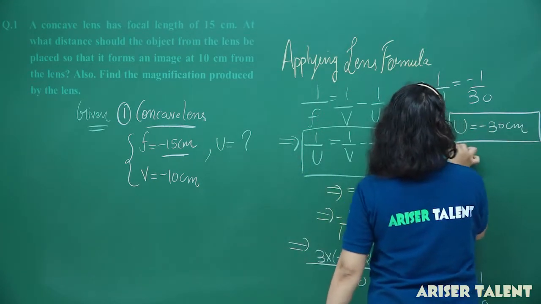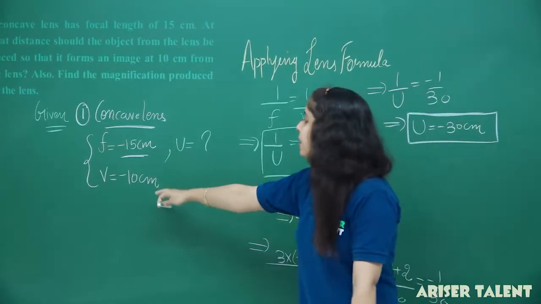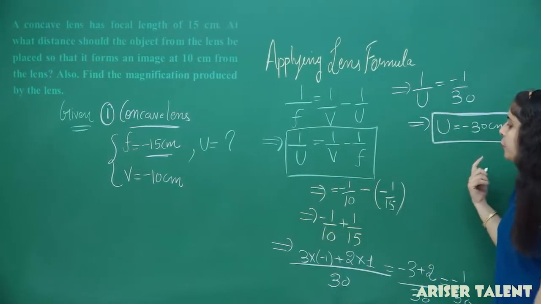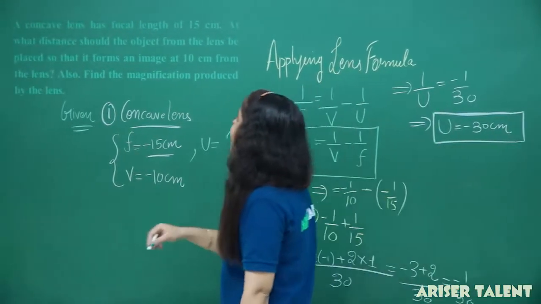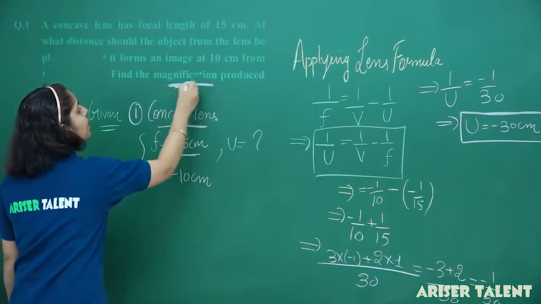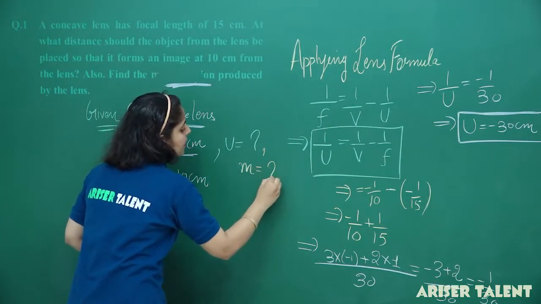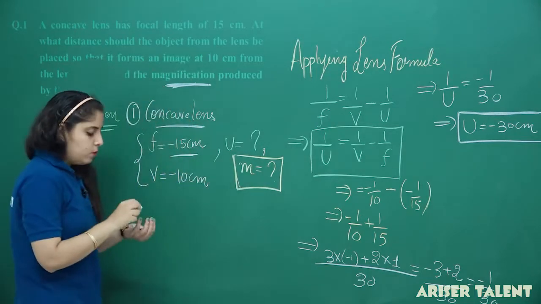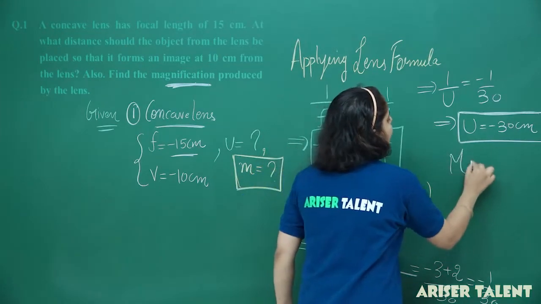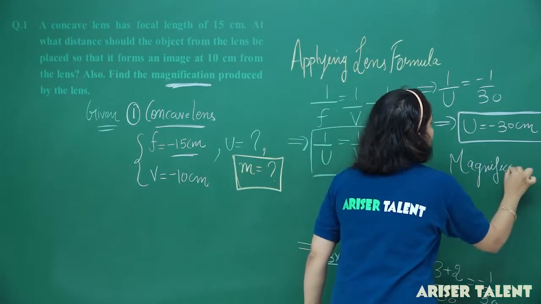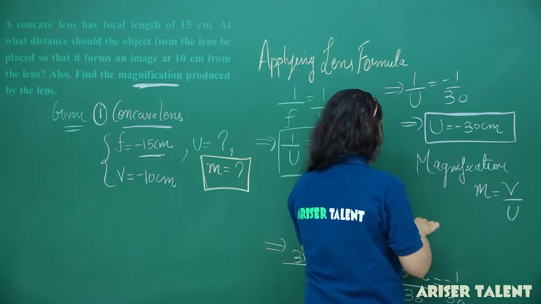So, where is the object to be placed? Object is to be placed at 30 centimeter to get an image at 10 centimeter. So, you can find out the value of u by simply using the lens formula. Now, you have to determine the magnification produced by the lens. So, in this question, one thing you have to determine is small m. Now, the formula for magnification is simply v by u. So, magnification is denoted by small m and it has the formula v by u.